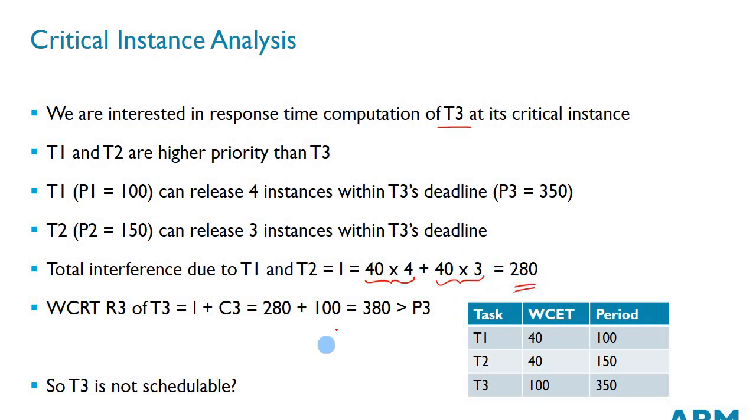Plus the computation. So this is the C and this is the interference, correct? C is the computation time that task 3 actually requires, taking into account all the interference. The interference is all the higher priority tasks and all their periodic releases. All of that now adds up to 380, which is greater than the deadline, or the period, of T3. So if I look at this number, what do I see?